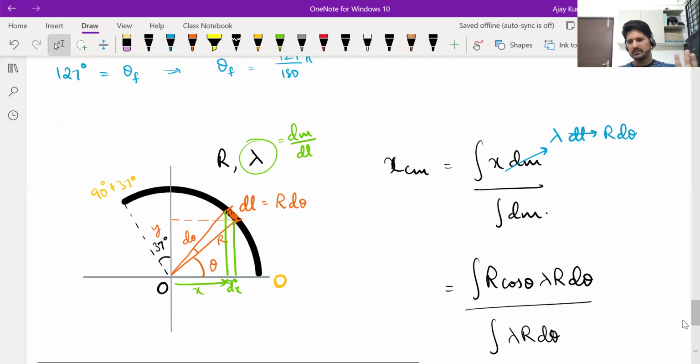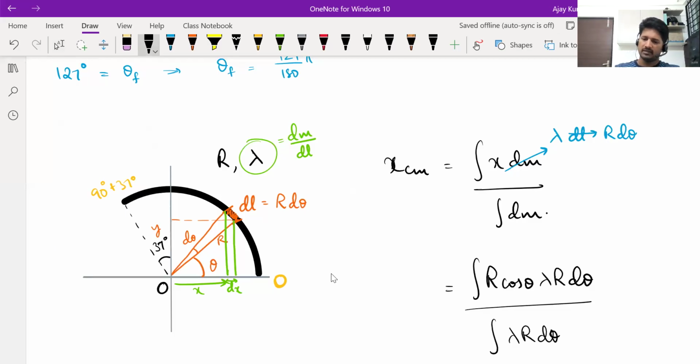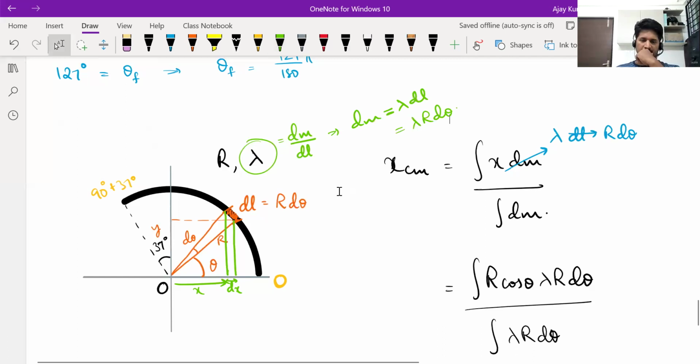Okay. So this is a continuous mass distribution. In fact, it's a linear mass distribution. Linear doesn't always mean a straight line. Curve is also a linear distribution only. Okay. It's like a bent wire. Fine. So we are using mass per unit length, and to express dm, we are using lambda is equal to dm by dl. So dm becomes lambda dl, where dl is the length of that element. But we want to express it in terms of theta. So dl is written as r d theta. Okay. Fine.